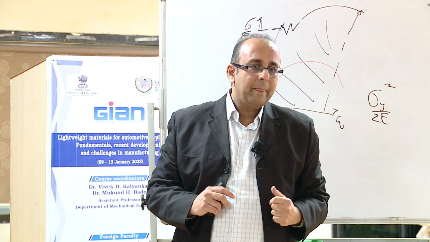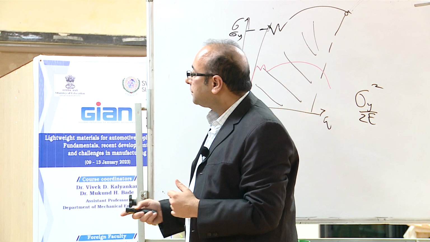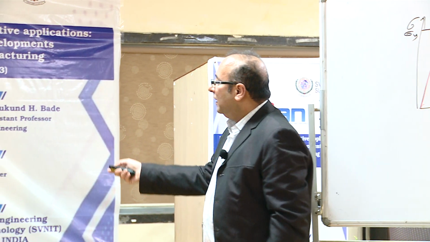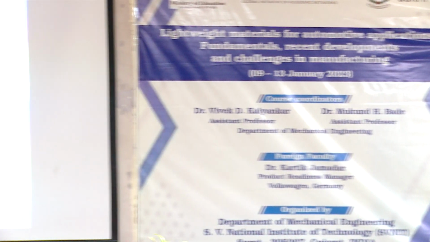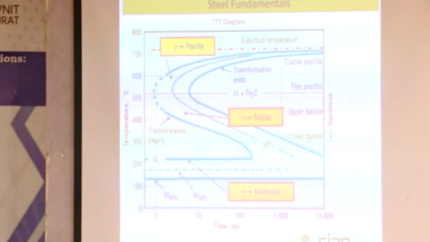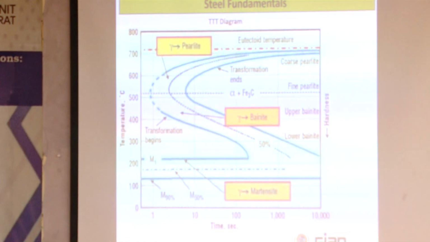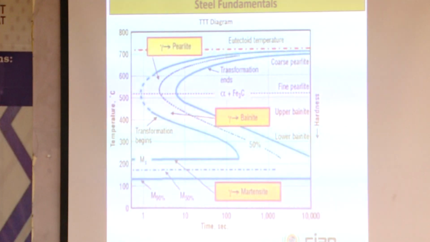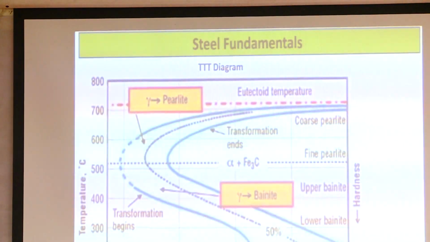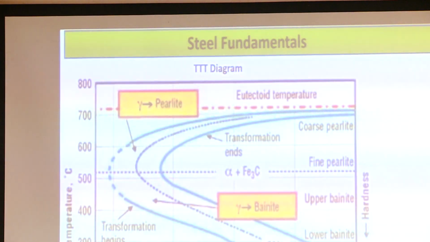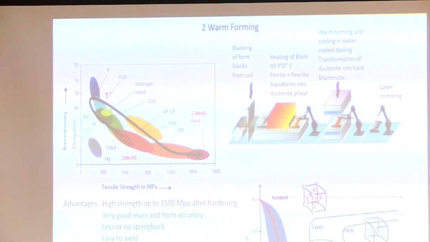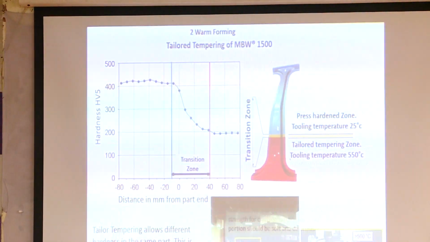Yes, it is possible. We know this TTT curve. Back to the TTT curve. If I follow this path, it is martensitic. If I follow this path, it is bainite. If I follow still further to the right, it will be pearlite. It means if I control the cooling rate, automatically I have a different kind of microstructure and a different kind of hardness. And this is exactly what we are doing. This we call soft zone technology.